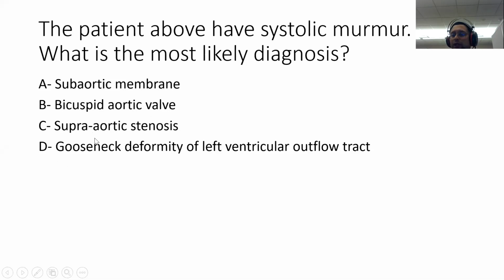Did you watch my ASD lecture? You remember in a patient with ASD primum or a patient with AVSD, what happens is the aortic valve is unwedged from the mitral and the tricuspid valve. So you get an elongated left ventricular outflow tract. That is what we call gooseneck deformity. So it has nothing to do with this, okay?